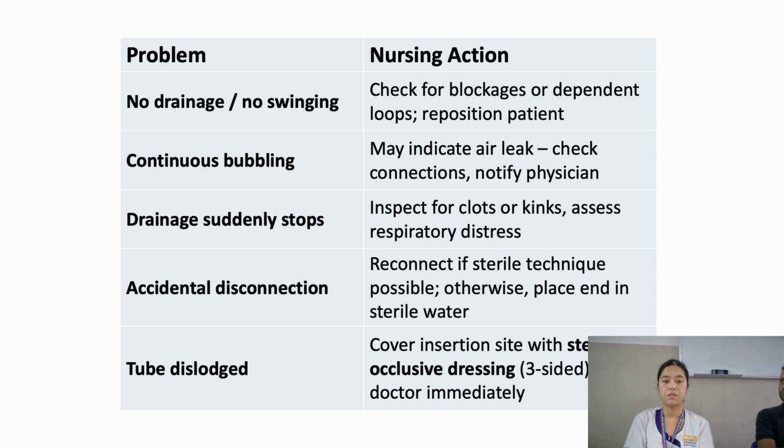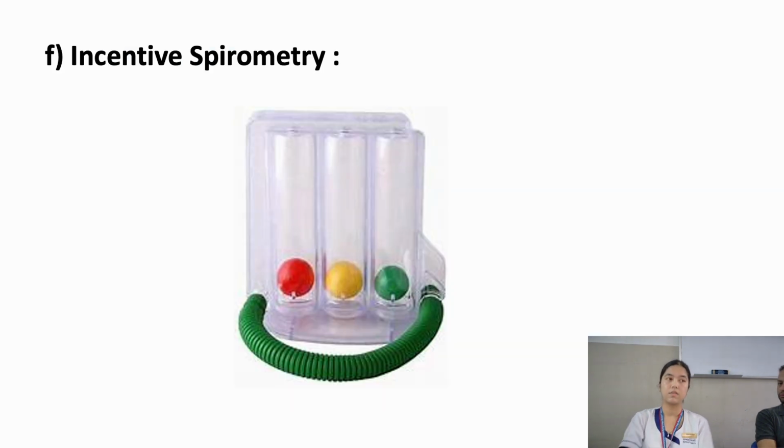If drainage suddenly drops, then we should inspect for clots or kinks and assess for respiratory distress. If accidental disconnection occurs, then reconnect if sterile technique is possible, otherwise place the end in sterile water. If the tube becomes dislodged, then cover the insertion site with a sterile three-sided dressing and inform the doctor if needed.